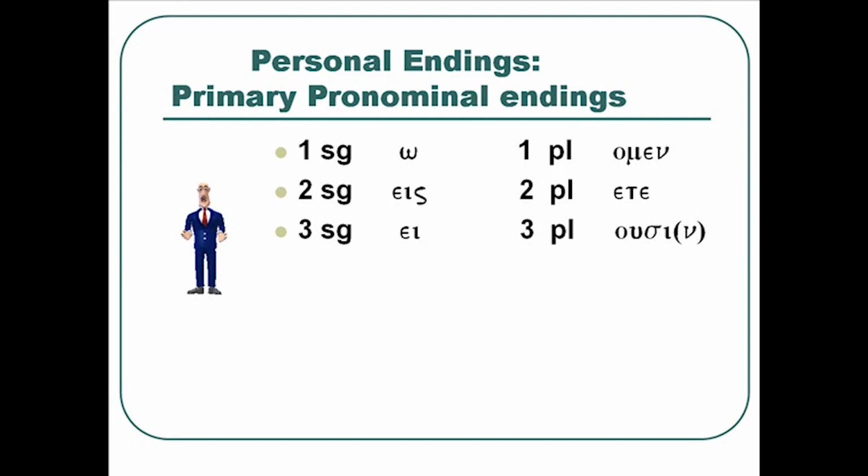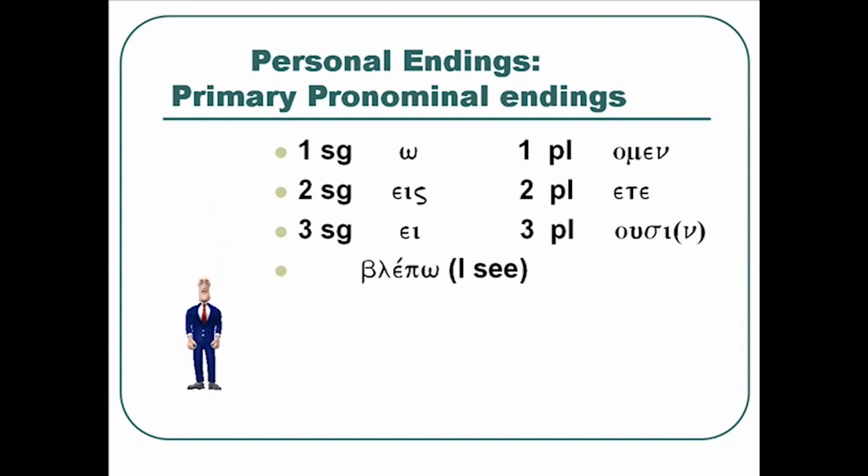Now in the present tense form, the primary pronominal endings, which will be added to many verbs in other contexts, and also these same endings will be used in the future, are: the first person singular is o, second person singular is es, third person singular is e. So if you want to say I see, blepo, and if you wanted to say you see, you'd say blepes, and if you wanted to say he, she, it sees, you'd say blepe.